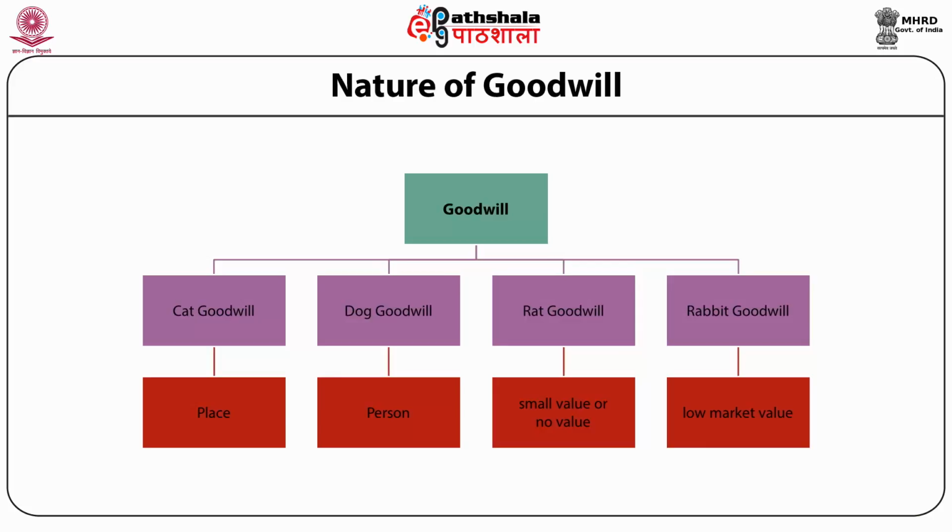Different categories of goodwill are shown in this figure. Goodwill can be categorized as cat goodwill, dog goodwill, rat goodwill or rabbit goodwill. Cat goodwill is related with the place. A dog goodwill represents the personal goodwill. It is found in professional organizations. Rat goodwill is simply the goodwill which has small value or even no value. And rabbit goodwill has low market value.